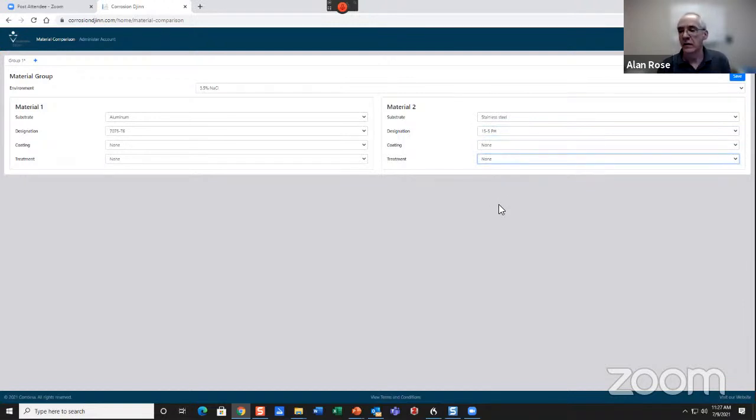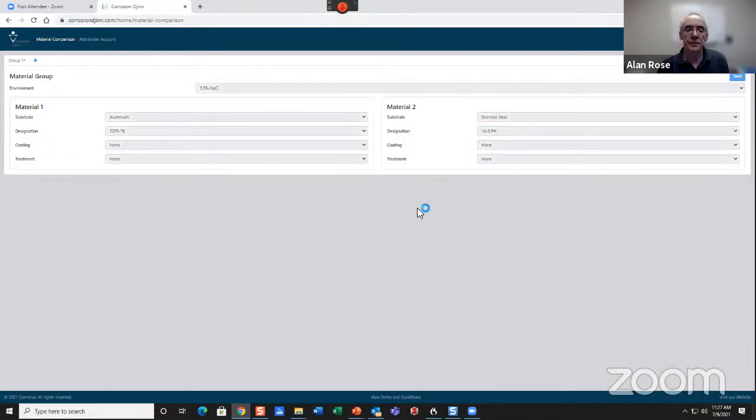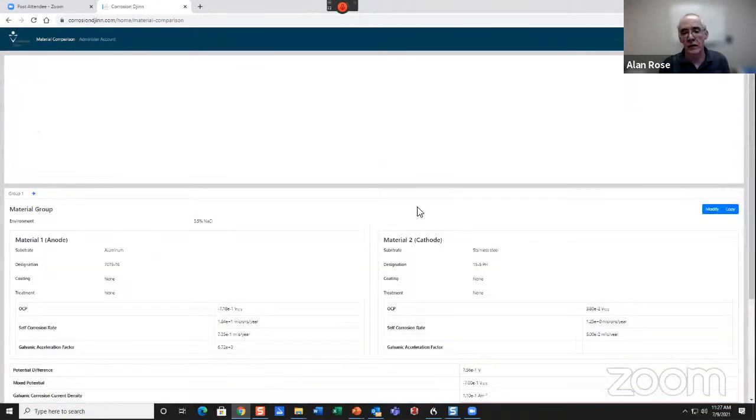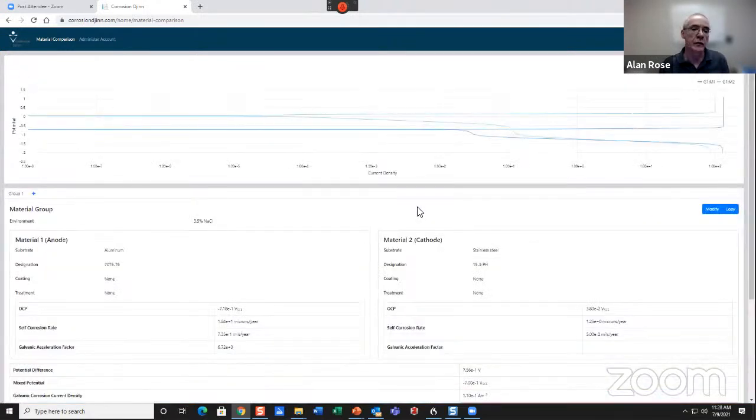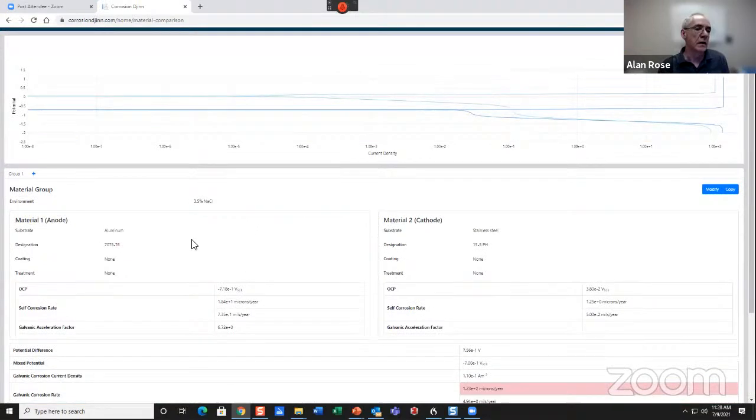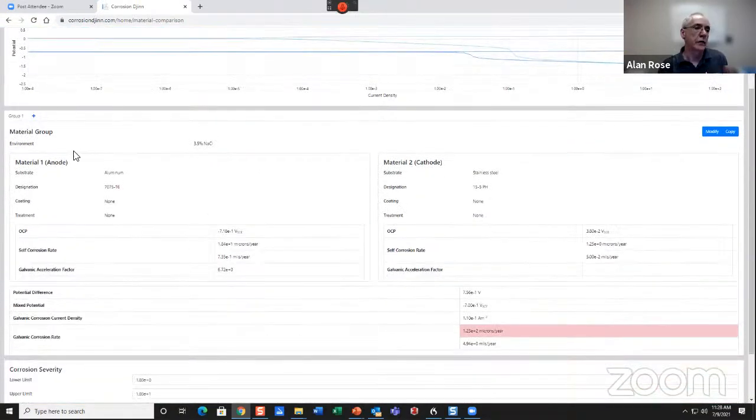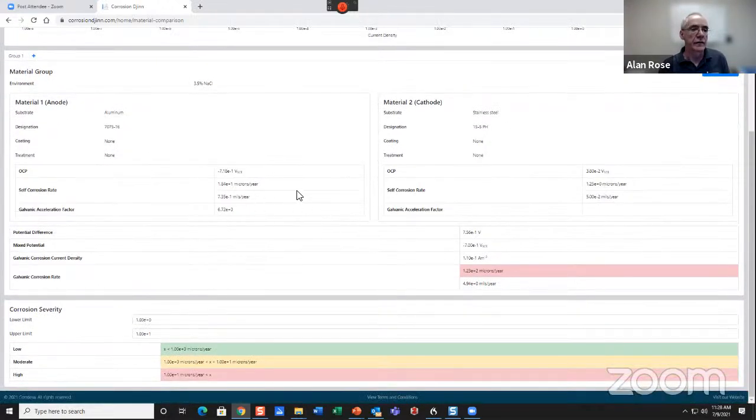So this has an electrochemical database. It pulls those curves, it finds out where the intersection is, and it tells you what the corrosion rate is. So over here, this first group shows that aluminum alloy is anodic compared to the stainless steel, which is cathodic. And we've got the self-corrosion rate of the aluminum alloy, and we have a self-corrosion rate over here of the stainless steel, which is clearly very low.